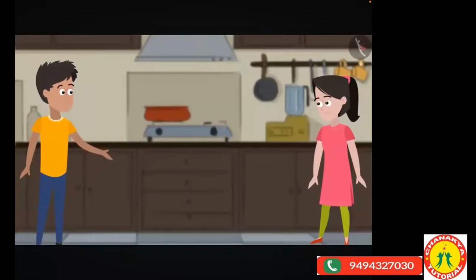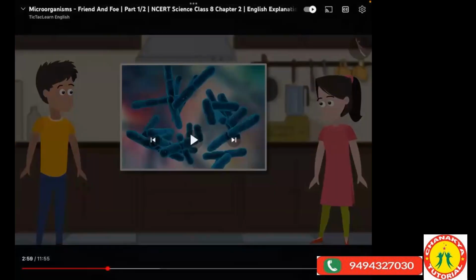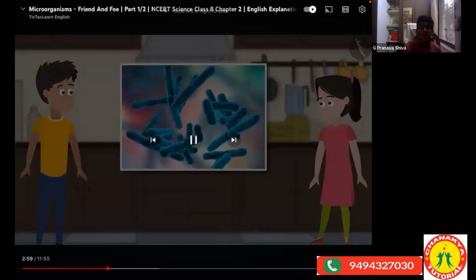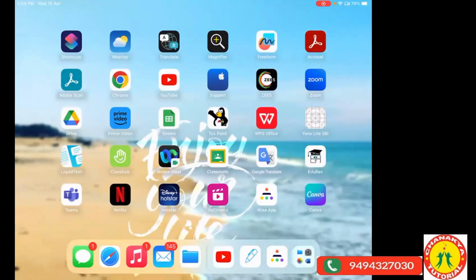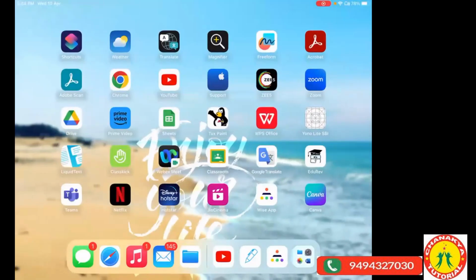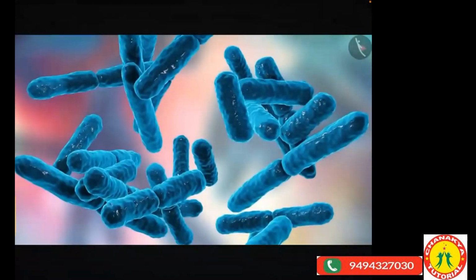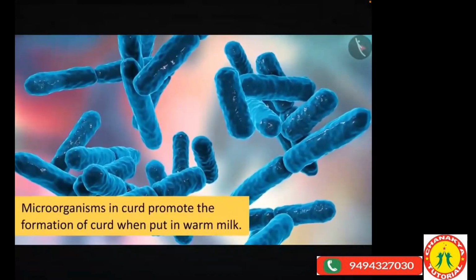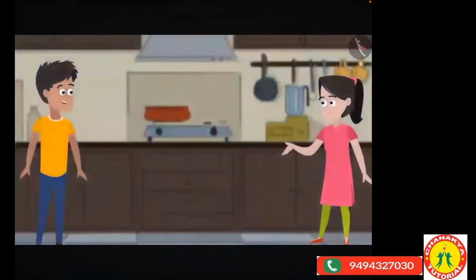Well, we haven't discussed the most important factors, which are the microorganisms. So this picture, what type of bacteria can you see in the picture? Bacilli. They are the bacilli pictures you can see on the screen, right? They will be there in that curd and they will start multiplying. In high temperatures, microorganisms are more active. Because of this, curd sets faster during the summers.